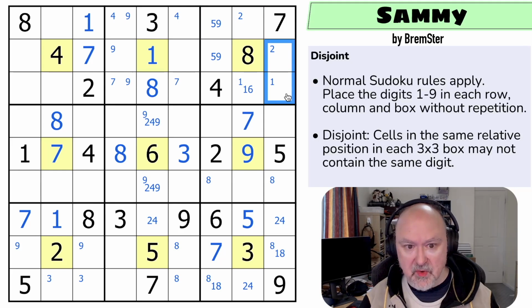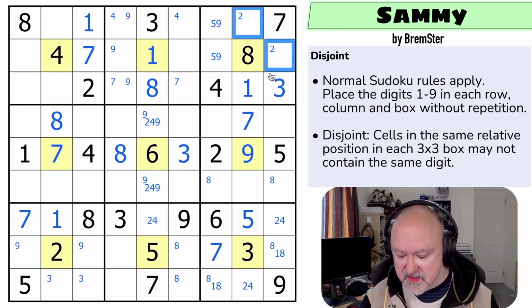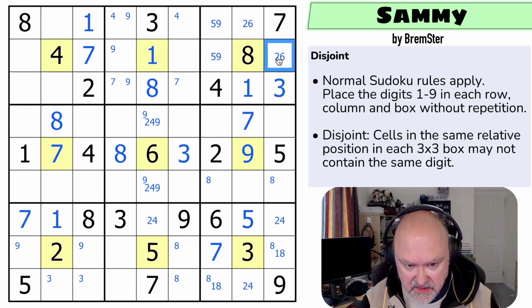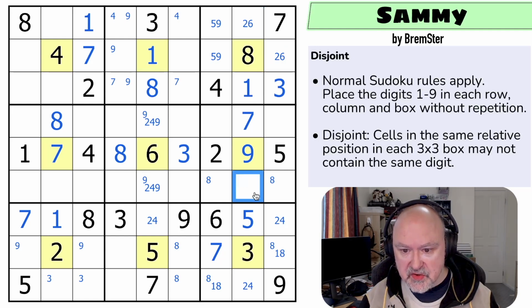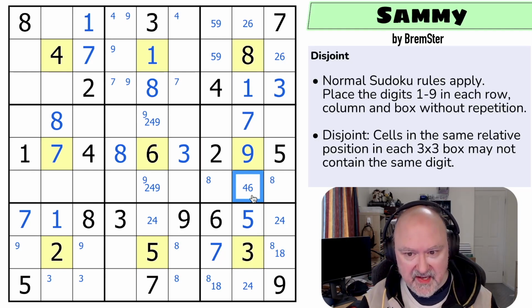So 3 is in one of those two, and that 3 sees that one. That's a 3. That's a 1, and this, because I removed a pencil mark 1, becomes a 2-6 pair. I'm not seeing that. But this is 2, 4, or 6. This is 4 or 6 because I'm missing 2, 4, 6 in the column, and that one can't be a 2. So that's a 4 or a 6. I'm not seeing the disjoint on that yet either.